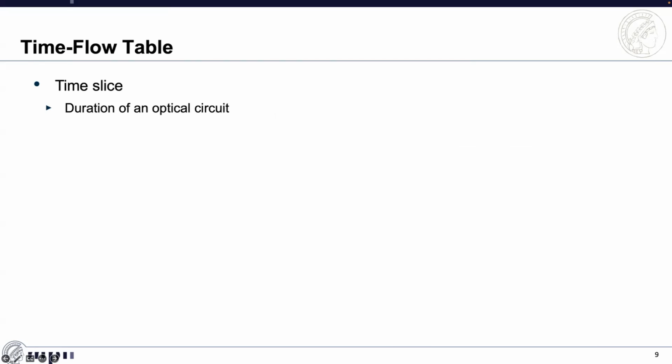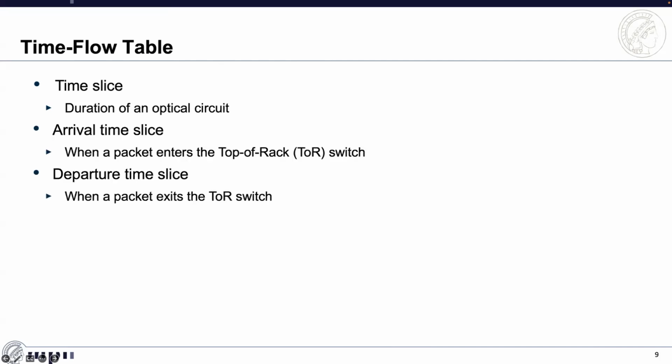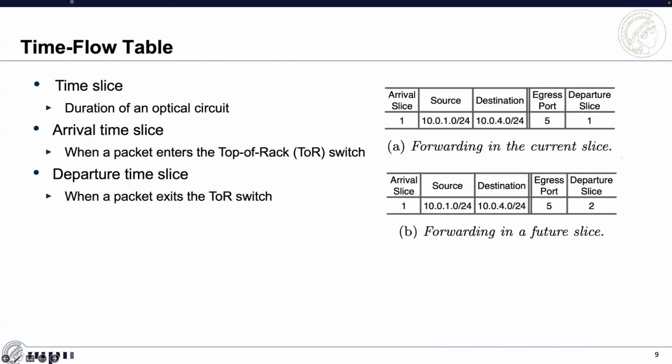But in optical data center network, time is very important because the duration of a circuit lasts for some time, and this is essentially called a time slice. So we can define the time flow table like this. We add a field called arrival time slice and another field called the departure time slice. Okay, so we allow a packet to come into a switch at a particular time slice and to departure later. These can be the same time slice or different time slice, like shown here.